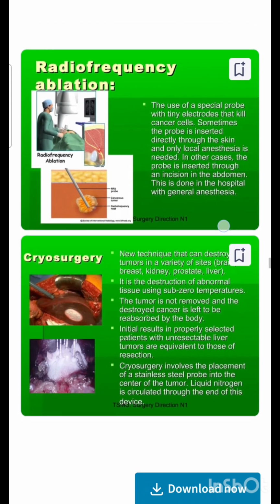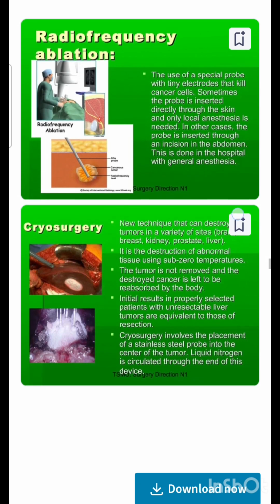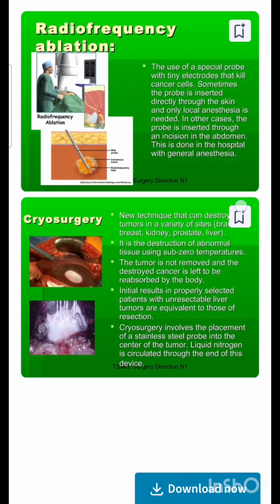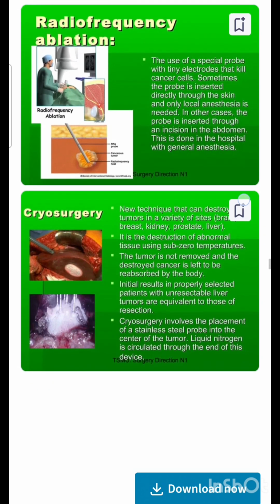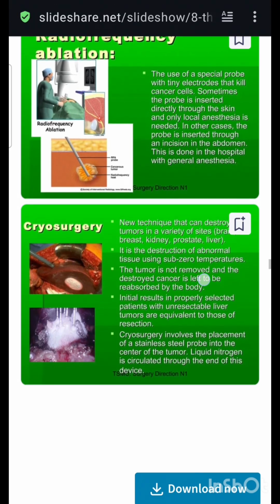Then radiofrequency ablation can be used, with a special probe with tiny electrodes that kill cancer cells. Sometimes the probe is inserted directly through the skin and only local anesthesia is needed. In other cases, the probe is inserted through an incision in the abdomen. This is done in the hospital with general anesthesia.